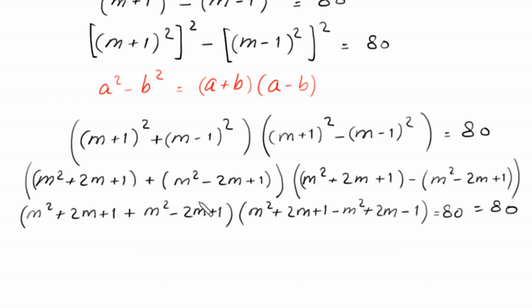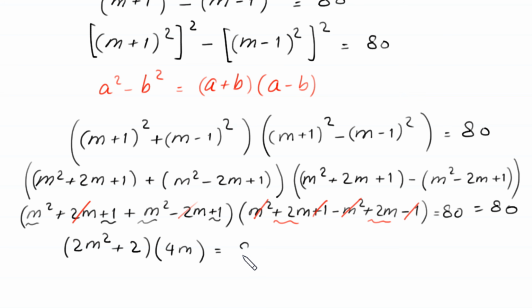Now this negative 2m will be cancelled out with this positive 2m, and here we are left with 1m squared plus this 1m squared, 2m squared, and this one plus this one, plus 2. From this expression, this positive m squared will be cancelled out with this negative m squared. This plus 1 will be cancelled out with this negative 1. And this 2m plus this 2m will become 4 times m is equal to 80.